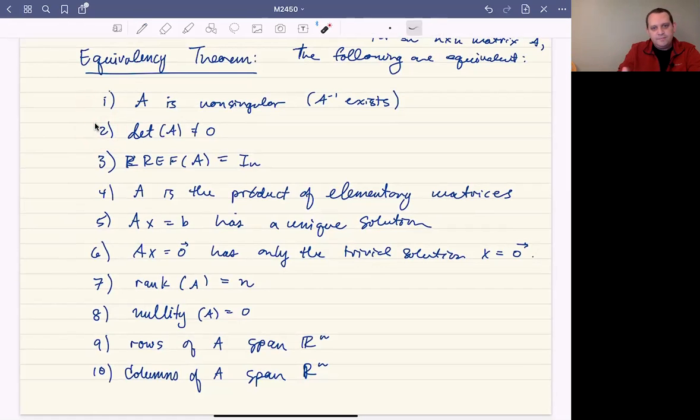So that's what I mean when I say equivalent: if you know any one of these, then that tells you everything else. On the other hand, if you know that the determinant of A is 0, if you know that A does not have an inverse, that also tells you that the rank of A is not n. The rows do not span Rn, and so on. So when I say equivalency, I mean that all of these have the same truth value. Either they're all true or they're all false. Knowing the truth value of one of them tells you the truth value of the rest. Okay, so that's version 2 of the equivalency theorem.